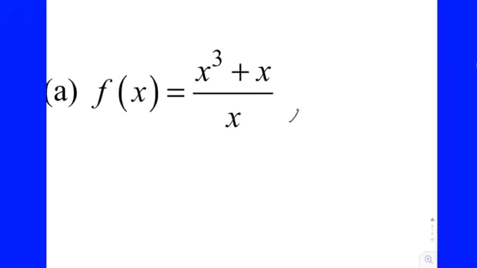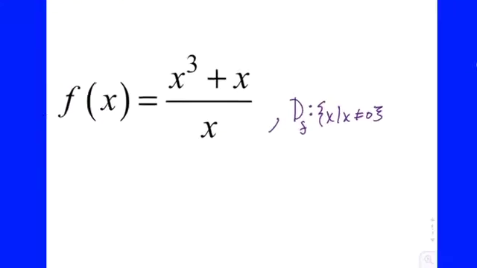Step 1, find the domain of the function. What's the domain of this function? All real numbers except for 0. So we can say the set of all x such that x isn't 0. It's the easiest way to say it. That's set builder notation.